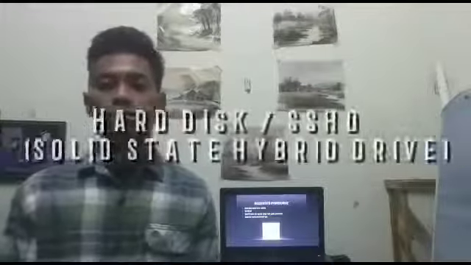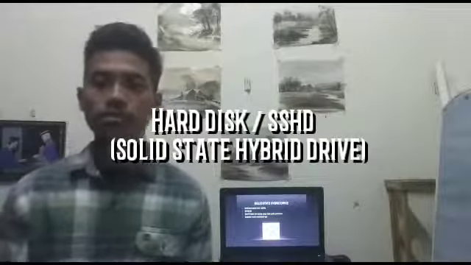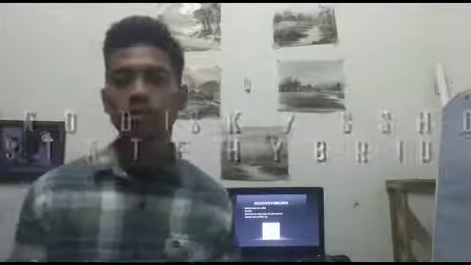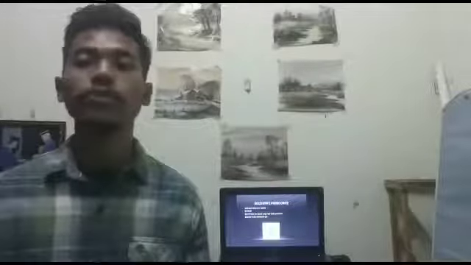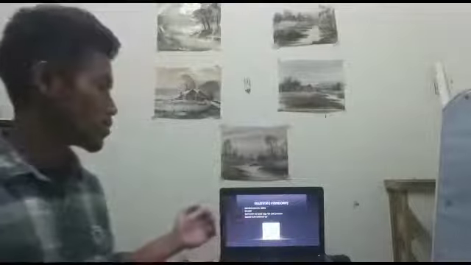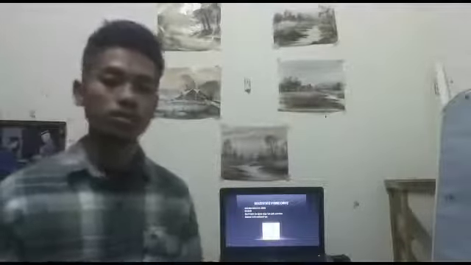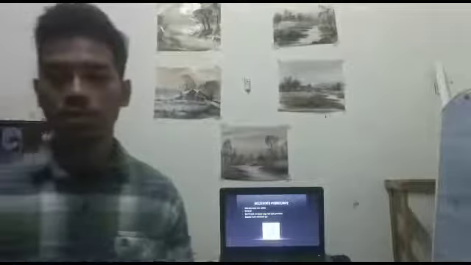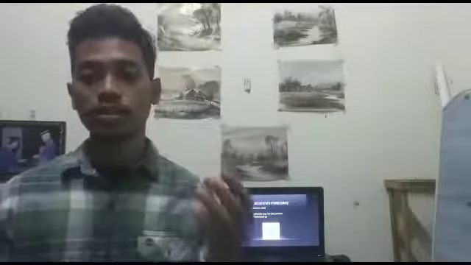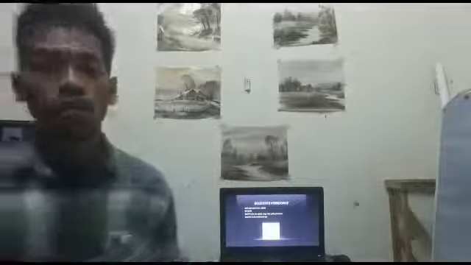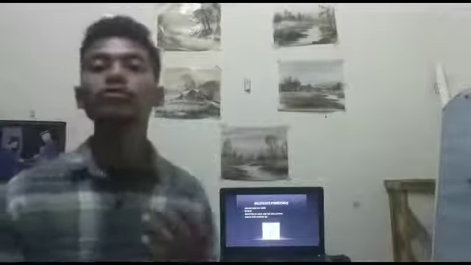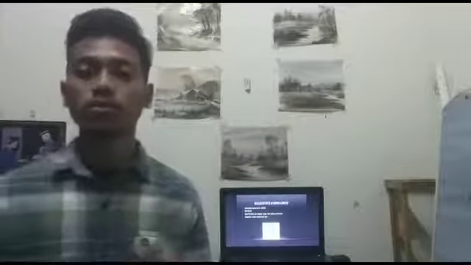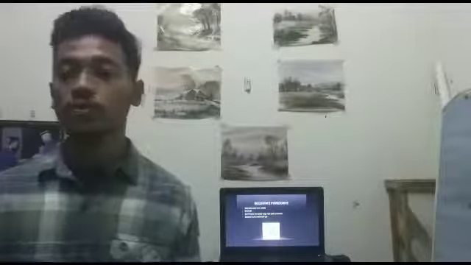Last but not least, the last component for Lisa's PC is a hard disk. A hard disk contains the data and information in the PC. The suggested hard disk for Lisa's PC is a solid state hybrid drive, which is a combination of SSD and HDD. With this hard disk, Lisa will start her PC faster, with low capacity usage and high quality of performance.